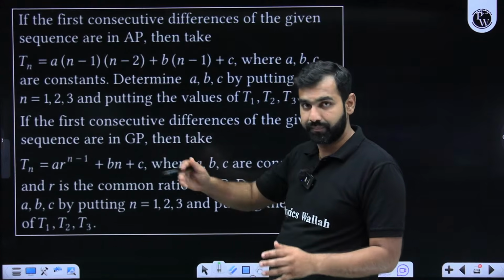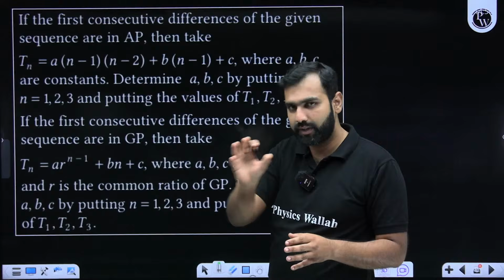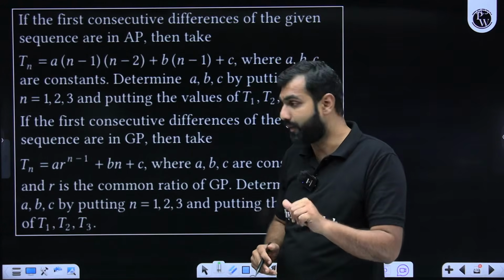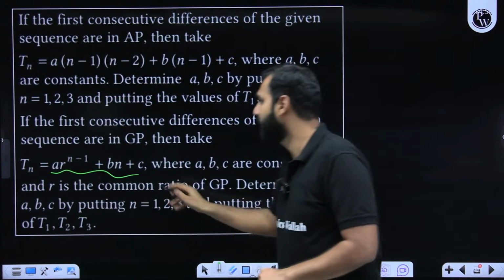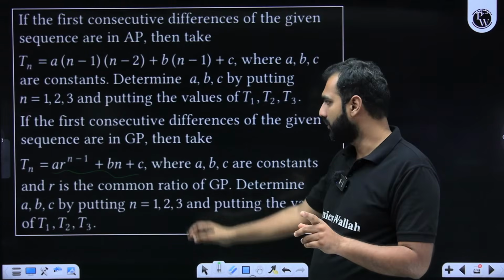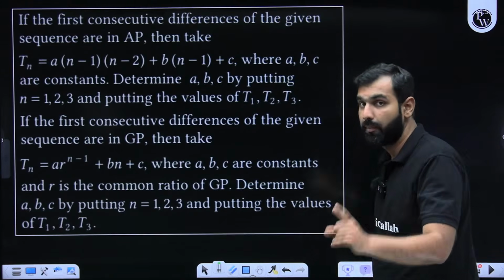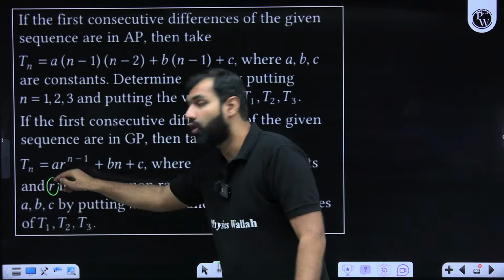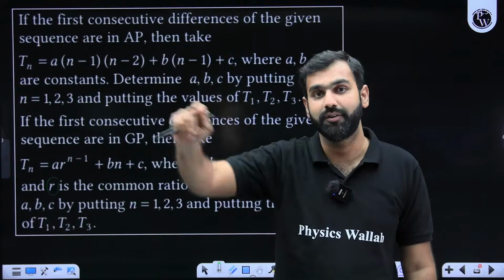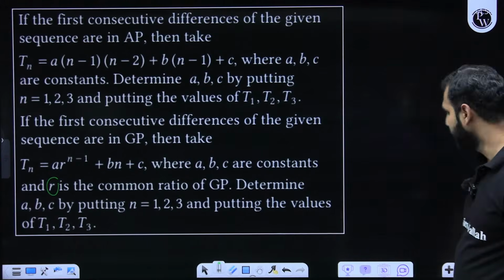If the difference between the considered terms is forming a GP, in that case the nth term is given by a r^(n-1) + bn + c. There again, you compare them and figure out the values. But what is the r here? r is the common ratio of that GP, which you are getting after the difference. I hope you'll remember that.